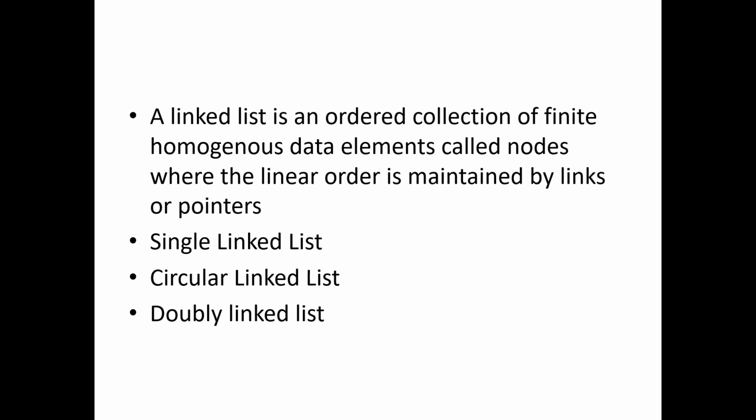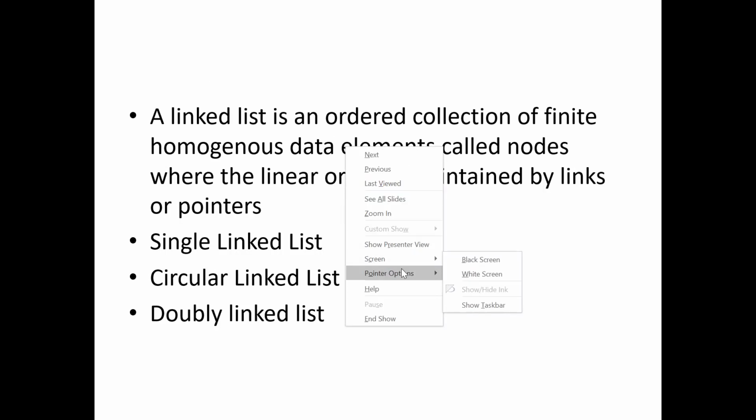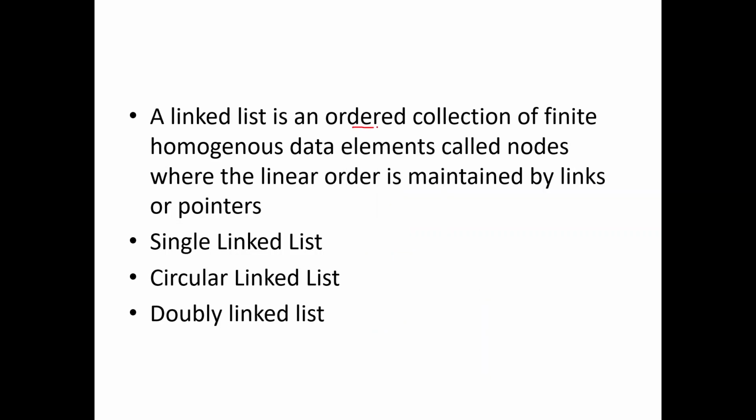So we said a linked list is an ordered collection of finite homogeneous data elements called nodes. And the order is maintained through links or pointers. So these are the main concepts of a linked list. We will look at a simple example of a linked list.